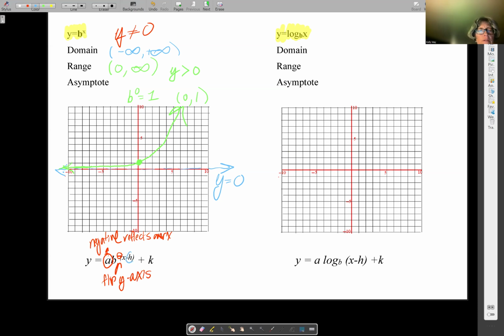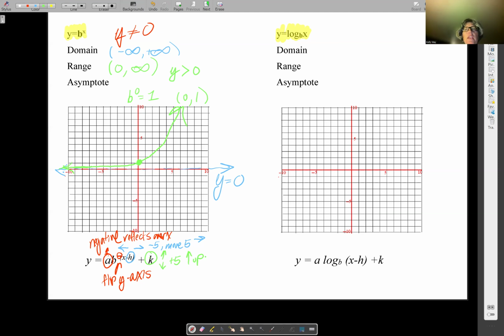Shifting, the h is left to right, and remember it's opposite. So for example, if you have a -5 there, you would move 5 to the right, and the k is up or down, and that is as it appears. So if it is +5, let's say, that would be 5 up. So that's just a recap of the parent function for exponents.